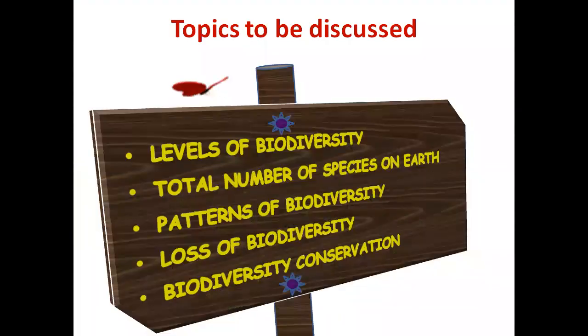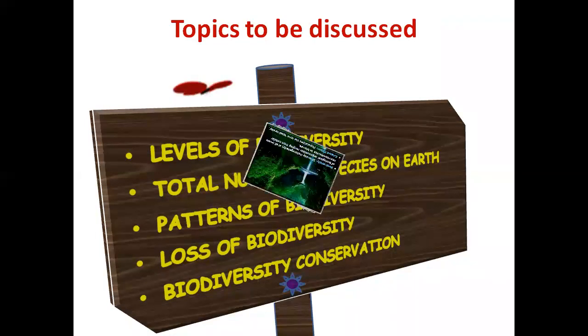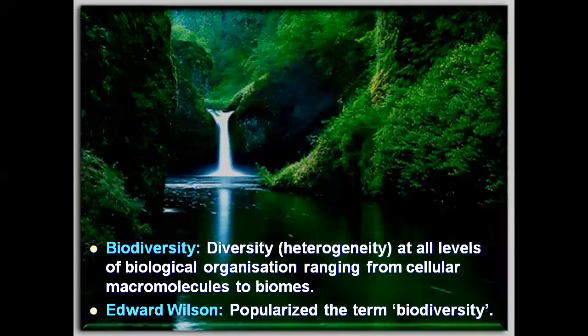Here we are going to discuss the levels of biodiversity, the total number of species on Earth, the patterns of biodiversity, loss of biodiversity, and biodiversity conservation. So, what is biodiversity? The heterogeneity at all levels of biological organization, ranging from cellular macromolecules to biome.